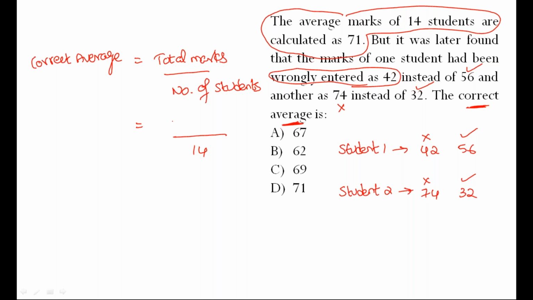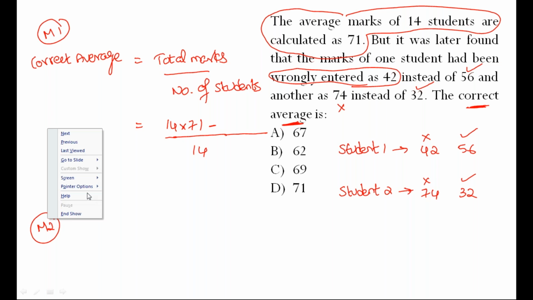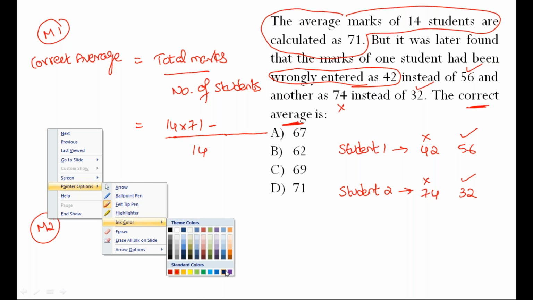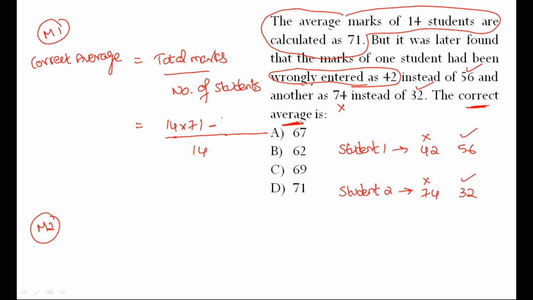But friends, listen, initially 14 students, the average is 71. This is the total marks they got. Just try to understand. This is method 1, and I'll go with method 2 as well. First, 14 into 71. 14 students, average is 71, so the total marks is 14 into 71. But from this, the wrong marks, 42 and 74, I should replace with the correct marks.